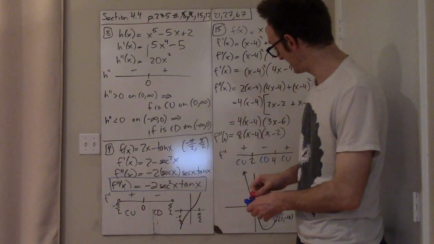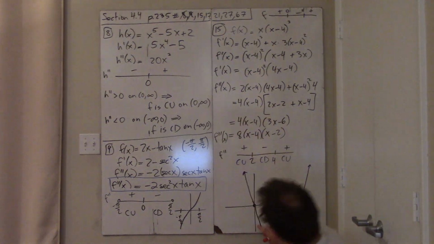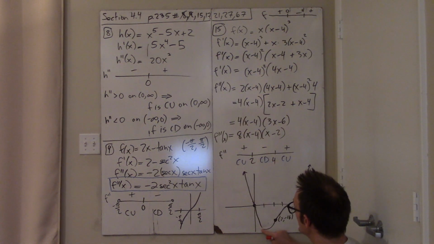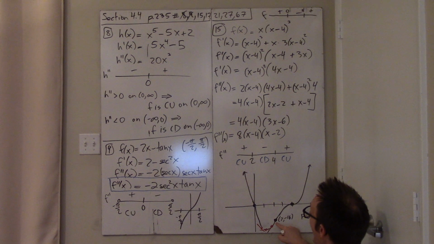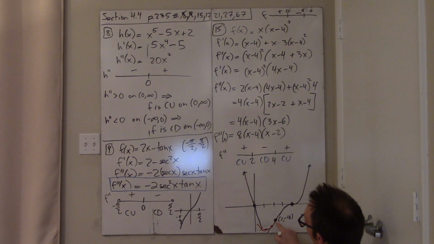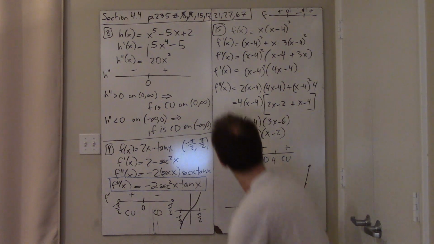What does it mean to be concave up? It means that the tangent lines will lie below the curve, and that certainly seems to be the case, right? That all these tangent lines lie below the curve. But then at x equals 2, something changes, and now the tangent lines lie above the curve. And then after 4, we get a change again, and the tangent lines lie below the curve.